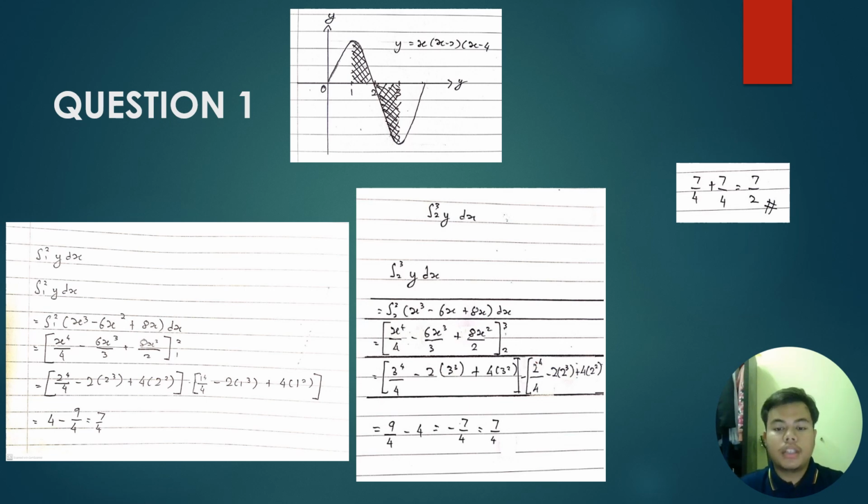So we make it positive, which is 7 over 4. So the final answer will be 7 over 4 plus 7 over 4, which is 7 over 2.